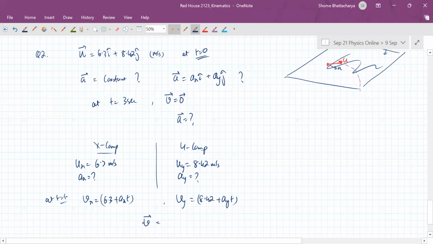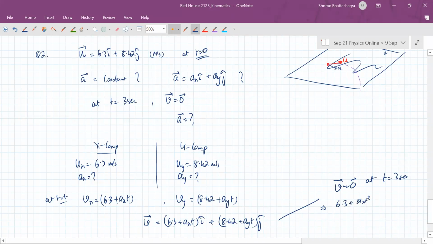So velocity in general at time t will become 6.3 plus ax t i cap plus this much j cap. Now this velocity is 0 at t equal to 3 seconds. So just substitute that. So the x component of acceleration is minus 2.1 meters per second square.